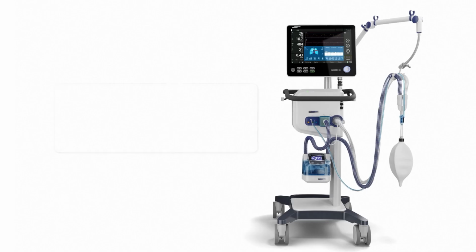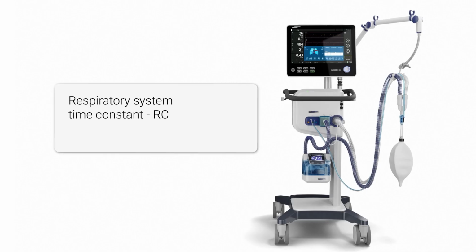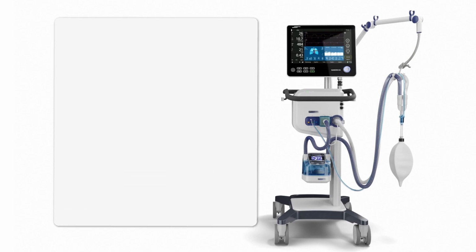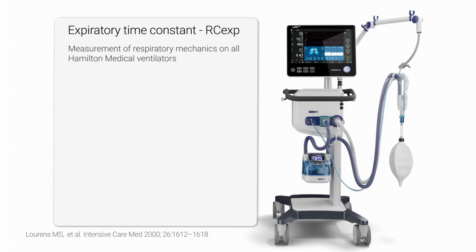The respiratory system time constant, which is abbreviated to RC, is the product of resistance and compliance. As reliable data for resistance and compliance are only available in passively breathing patients, all Hamilton Medical ventilators use an alternative method. This is based on the analysis of expiration and provides a breath-by-breath measurement of the expiratory time constant, which we abbreviate to RC-EXP. RC-EXP has another advantage over RC. It also takes into account the resistance on the expiratory path of the ventilator.